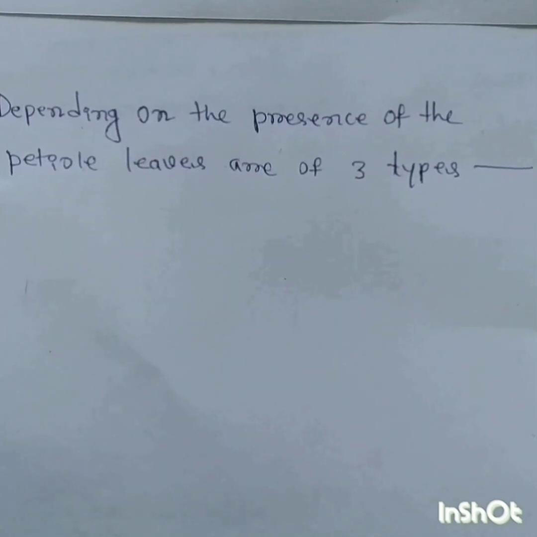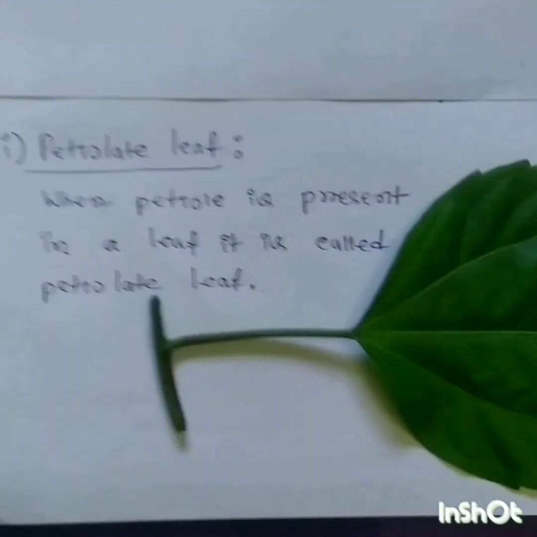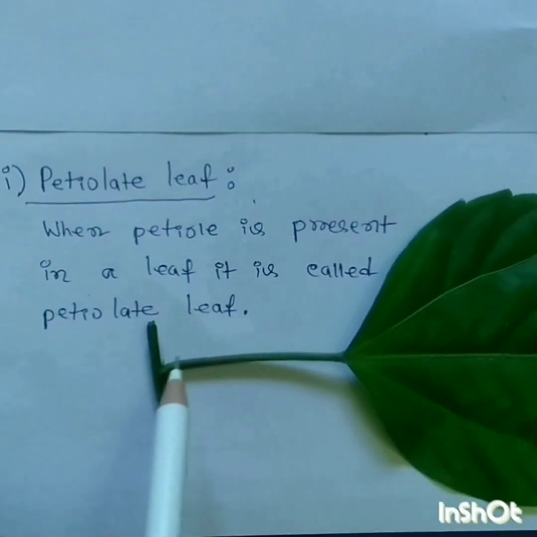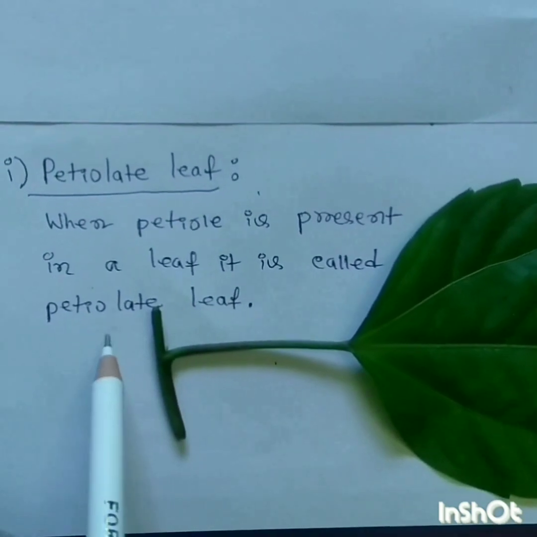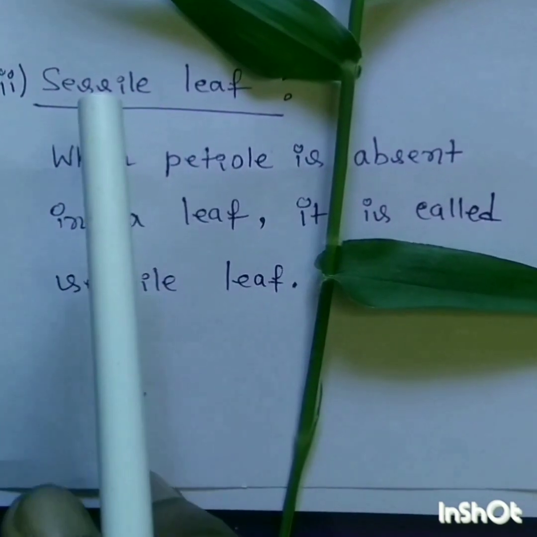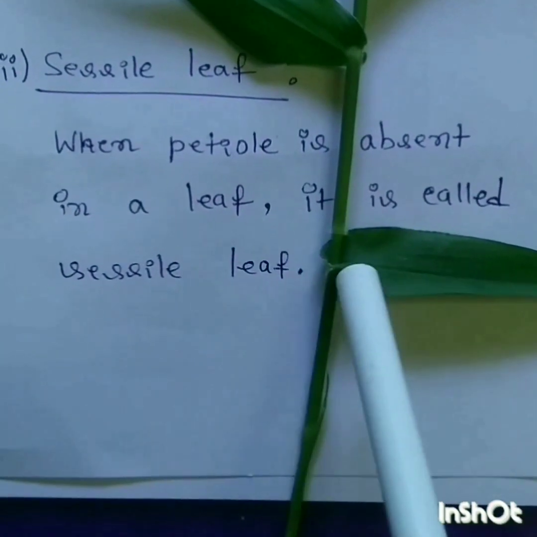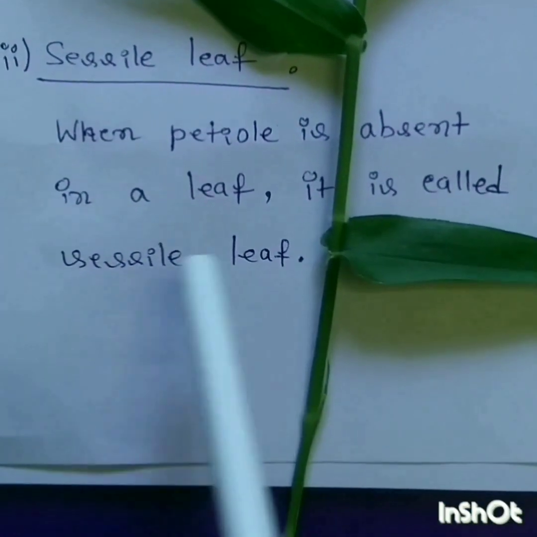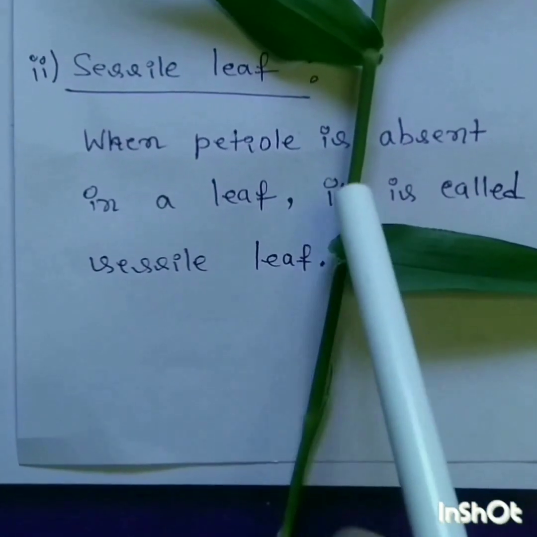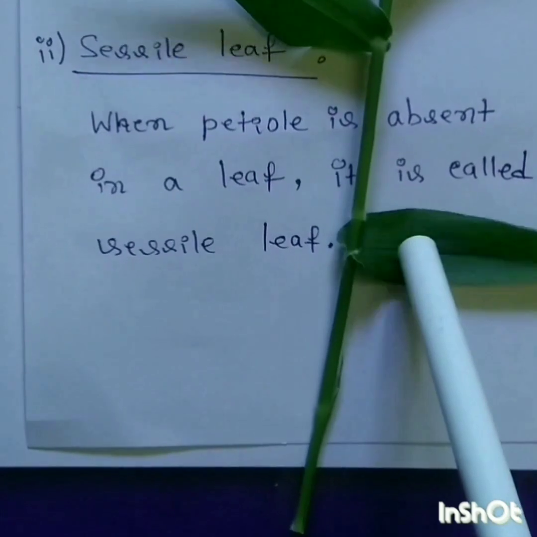Depending on the presence of the petiole, leaves are of three types. Petiolate leaf. When petiole is present in a leaf, it is called petiolate leaf. Sessile leaf. When petiole is absent in a leaf, it is called sessile leaf. Here petiole is absent, so the leaf is directly attached to this stem. This type of leaf is called sessile leaf.